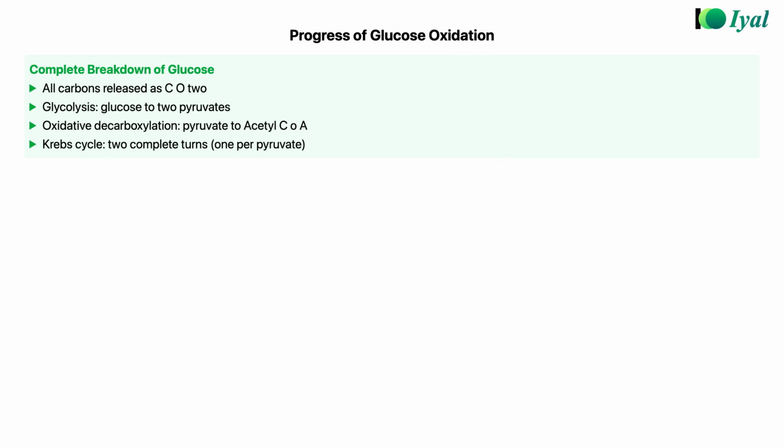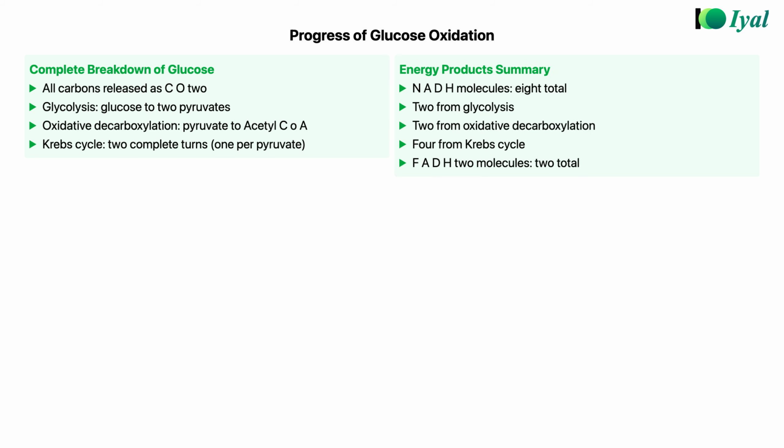So by now, glucose has been completely broken down. All the carbons are gone, converted to carbon dioxide. How? Glycolysis breaks glucose into two pyruvates. Then each pyruvate is oxidized, losing one carbon as carbon dioxide. Then the Krebs cycle turns twice, once for each pyruvate, and removes two more carbons per turn as carbon dioxide. So all 6 carbons from glucose are now carbon dioxide. Complete oxidation finished. Now what about energy?